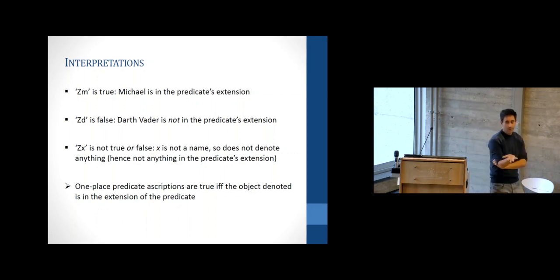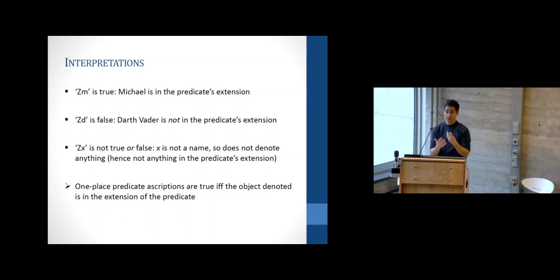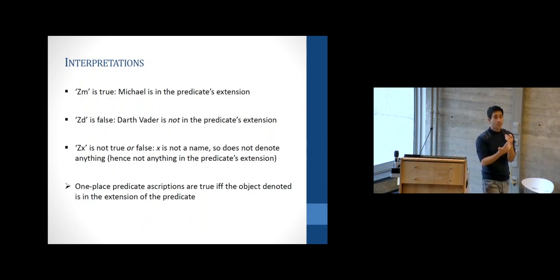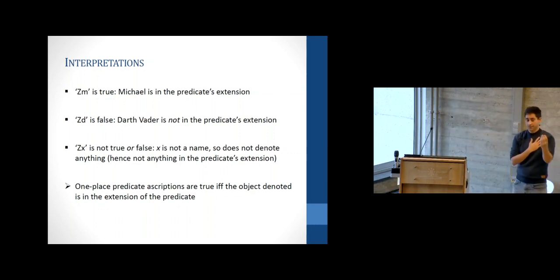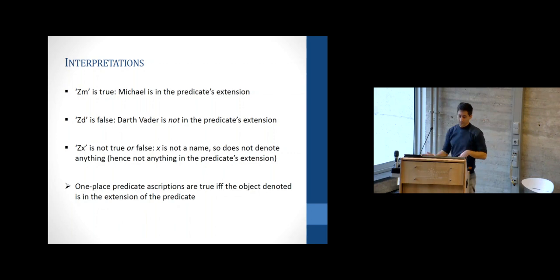ZX, we have an issue here. X is a free variable, so it's not going to be true or false. We have no way to interpret it. We can only interpret sentences. We cannot interpret formulas with free variables.